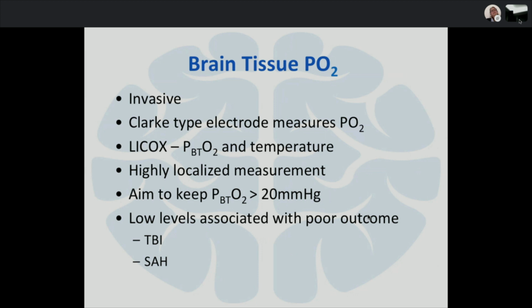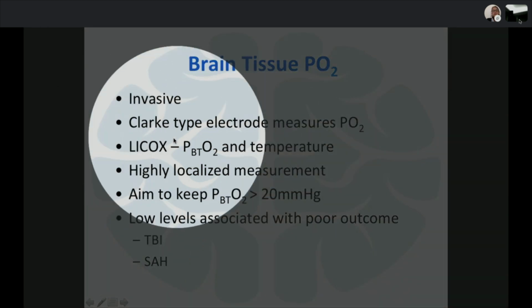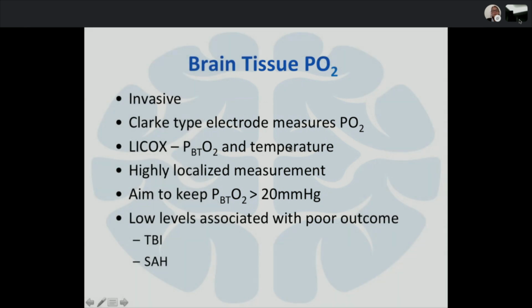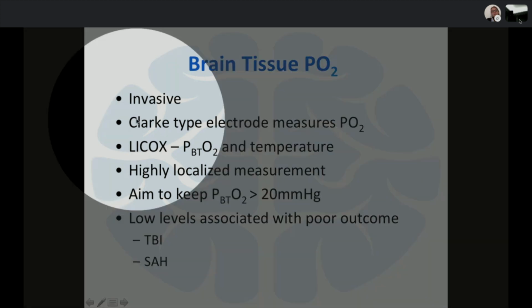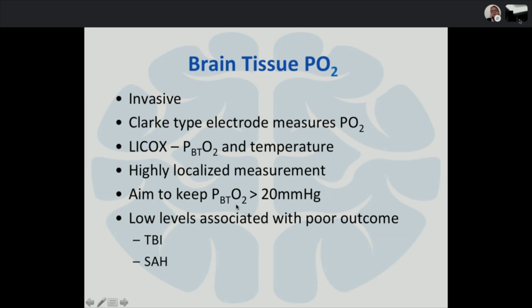So again, a summary of the characteristics. It's an invasive method. It's based on a Clark type electrode, which measures the PbO2. The machine is called LICOX, which enables us to measure PbO2 and the temperature. It does not give a global idea of cerebral ischemia, but just a highly localized measurement. The problem is the threshold. Generally, we accept a threshold of 20 millimeters of mercury, but as we will see in a few seconds, there are different thresholds which have been studied and discussed.